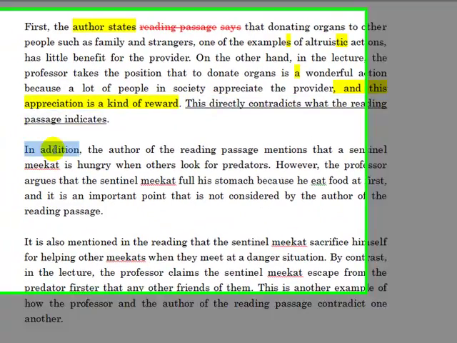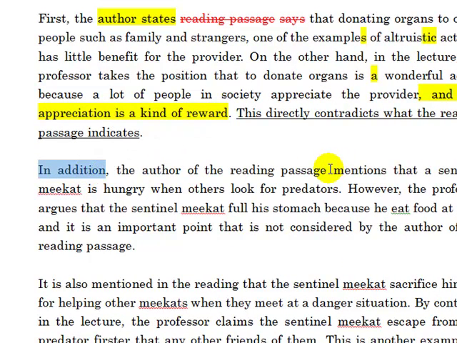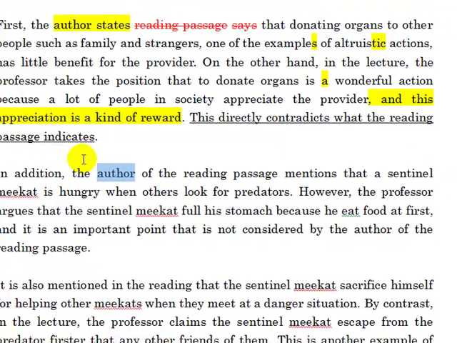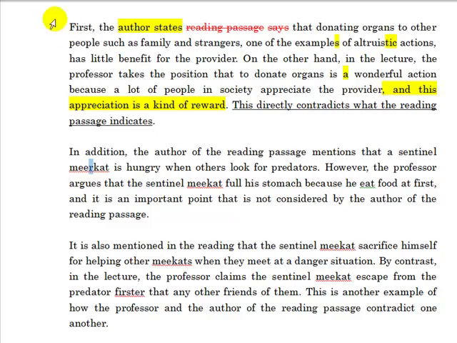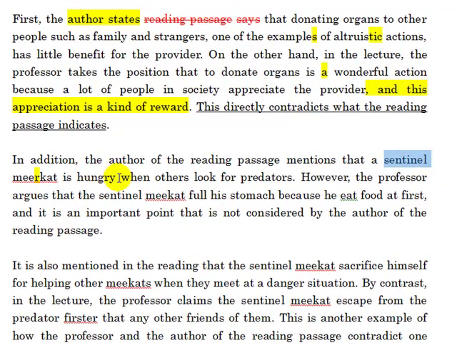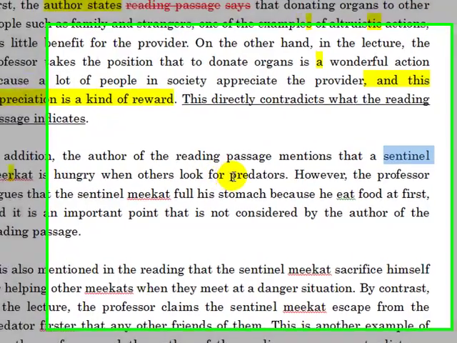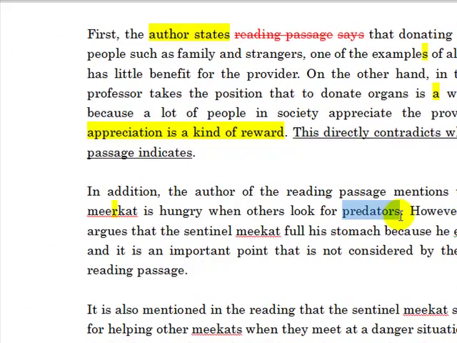Okay, second difference. In addition, the author of the reading passage mentions, this is good. The author mentions, that's good, that a sentinel meerkat, let's add an R, is hungry when others look for predators. Well, this is not correct. So a sentinel is like a guard. So the sentinel meerkat is hungry when others look for, they're looking for food. Predators are enemies, the animals that want to kill the meerkats. So the meerkat is looking for predators, and the others are looking for food.